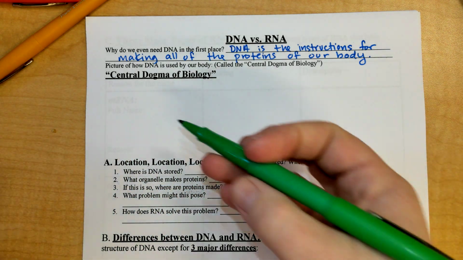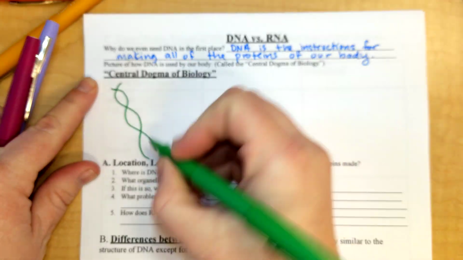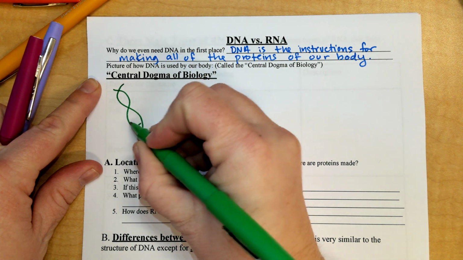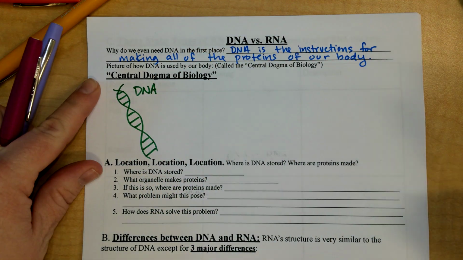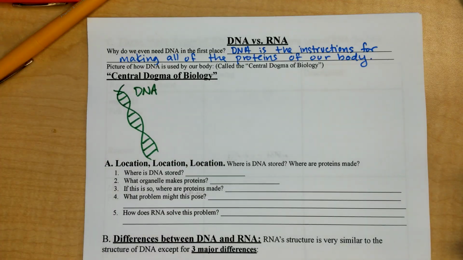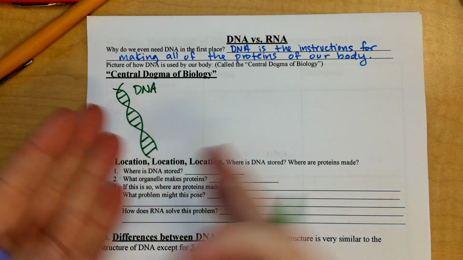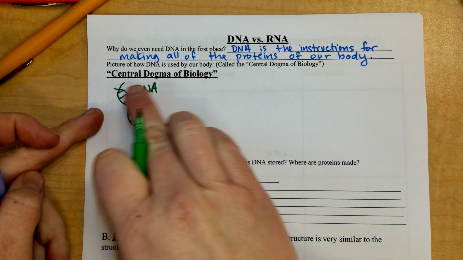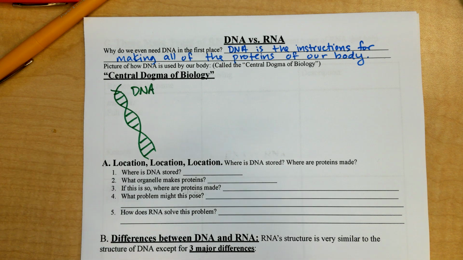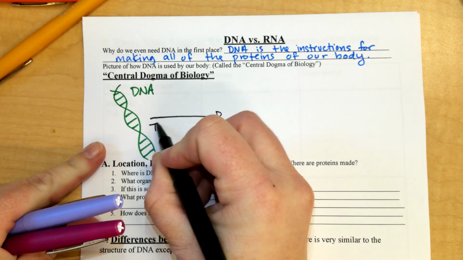Using our green, I would like you to draw some DNA. Go ahead and green label that DNA. And DNA, we need it to make proteins. But there's actually a middle step. DNA just doesn't make proteins instantly. We have to go through two main processes. The central dogma of biology is the process that DNA first gets copied in a process called transcription.